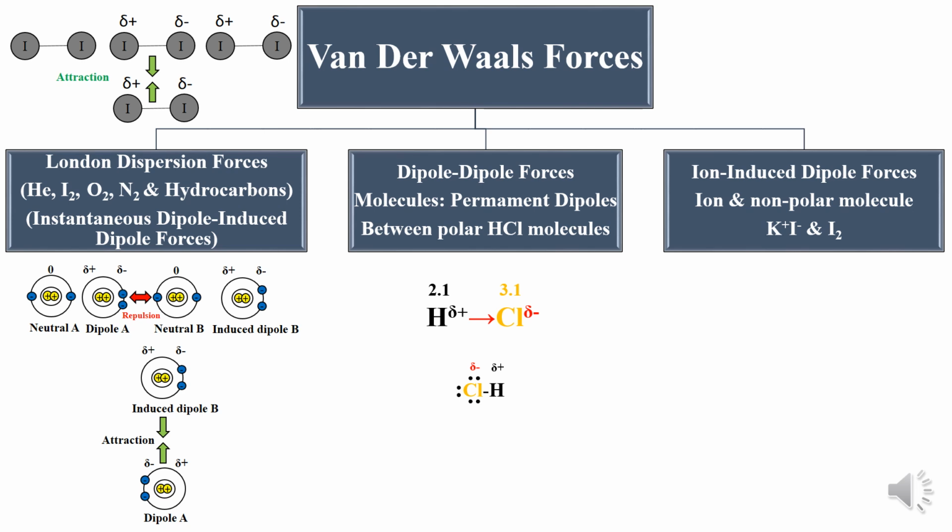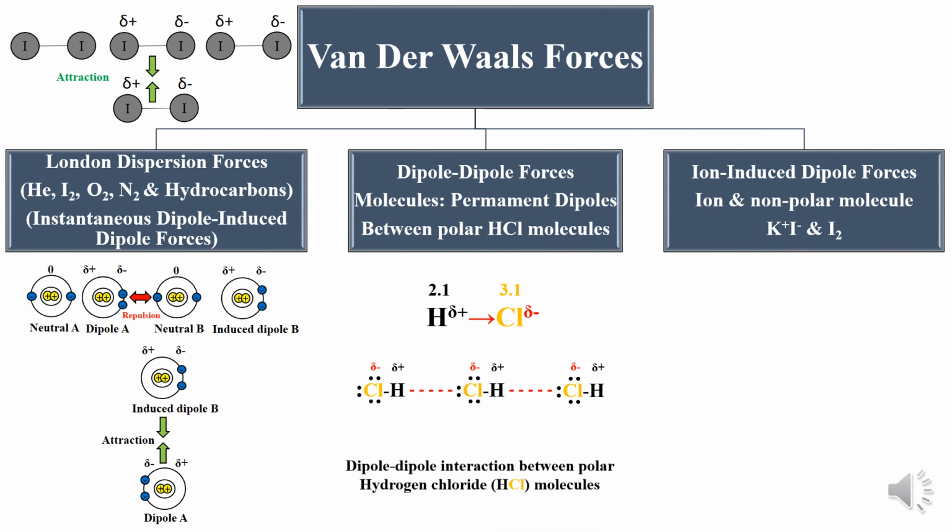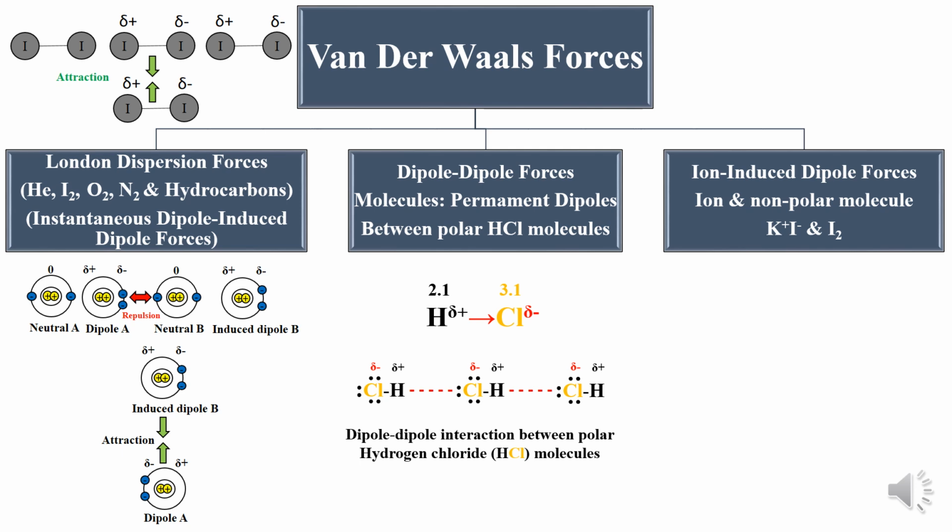So now we have hydrogen chloride molecule with a permanent dipole. It has a positive end and a negative end. Now the positive end of the hydrogen chloride molecule is attracted towards the negative end of another hydrogen chloride molecule. And this leads to the dipole-dipole interaction between polar hydrogen chloride molecules. Now dipole-dipole forces are generally seen in polar molecules with permanent dipoles.